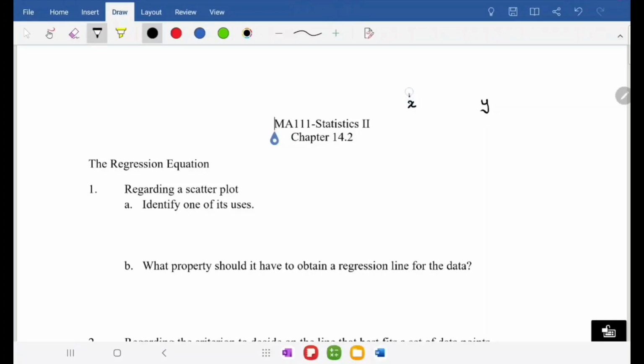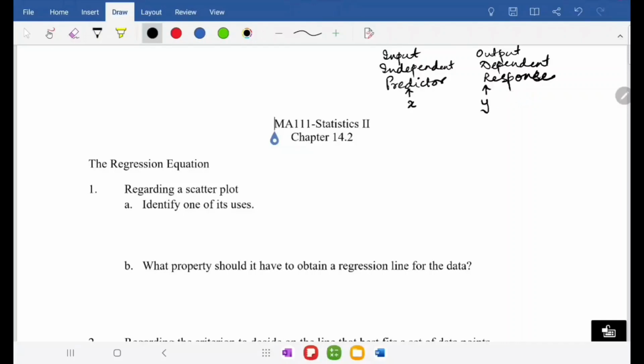Now, the x variable is referred to by different names. It can be called the input variable, the independent variable, or the predictor variable. Y, on the other hand, is also known as the output variable, the dependent variable, or the response variable. So we can refer to these two variables using one of these terms.